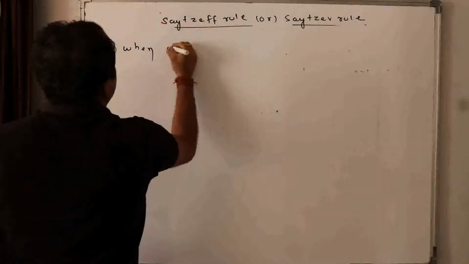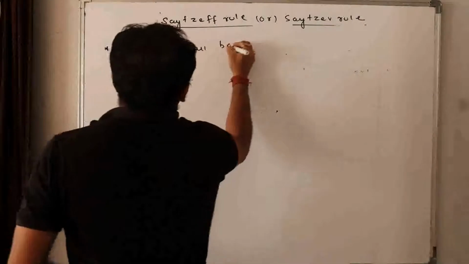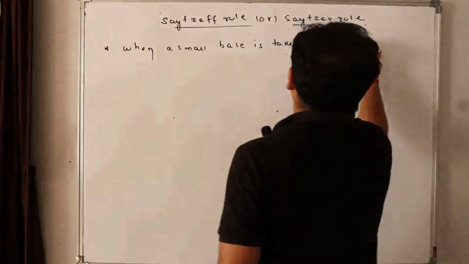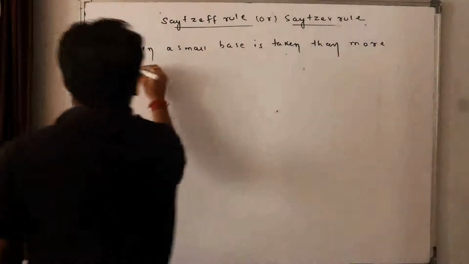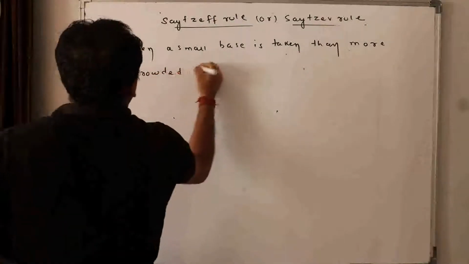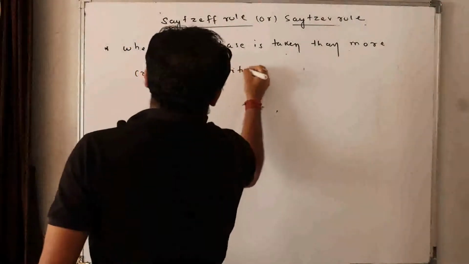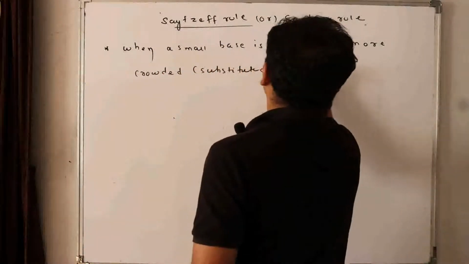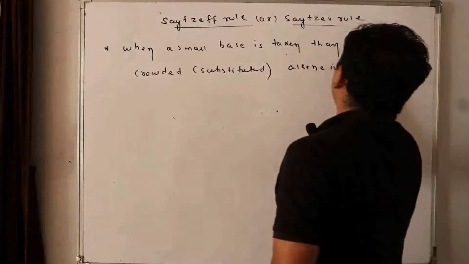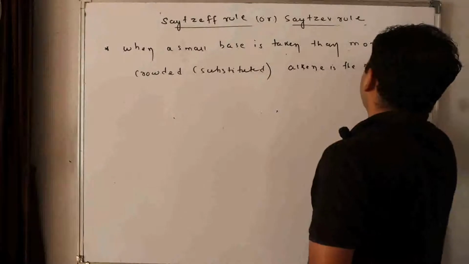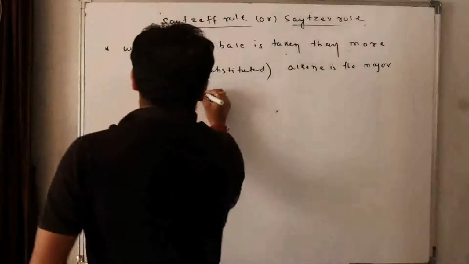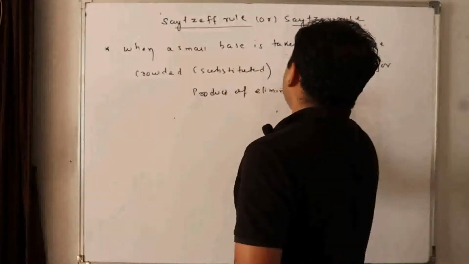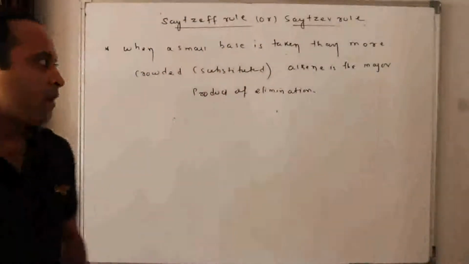When a small base is taken, then the more crowded or substituted alkene is the major product of elimination. Be careful, okay? Of elimination. Easy? Of elimination.